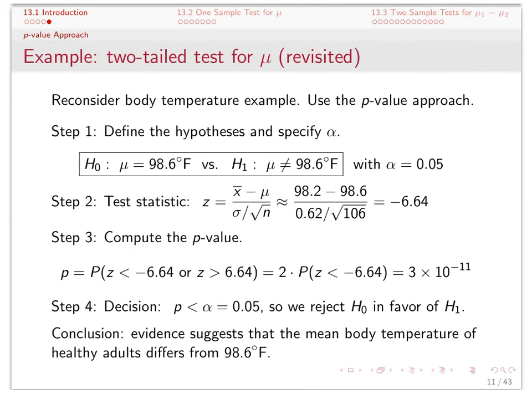So let me revisit that again. We found that our probability of getting a sample mean of 98.2 degrees Fahrenheit or more extreme was incredibly small, 3 times 10 to the negative 11. Since this probability is so exceptionally small, we're going to conclude that the probability of getting that 98.2 degrees Fahrenheit or something more extreme by chance was very unlikely. Therefore, we conclude our original assumption that the mean body temperature of 98.6 degrees Fahrenheit must have been incorrect.